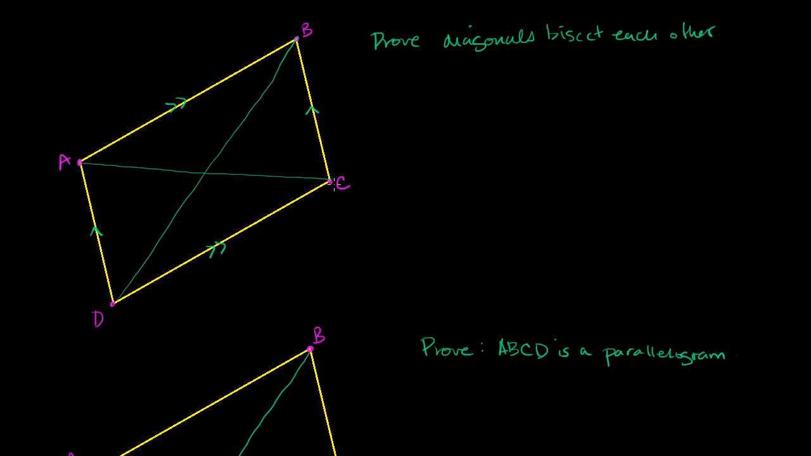So we have a parallelogram right over here. What I want to prove is that its diagonals bisect each other. So the first thing that we can think about, these aren't just diagonals. These are lines that are intersecting parallel lines. So you can also view them as transversals.